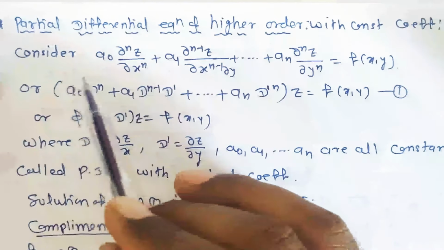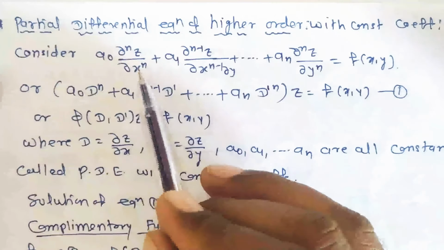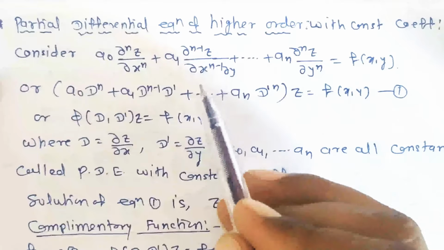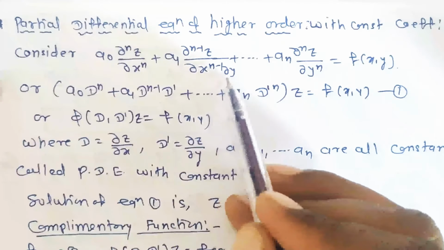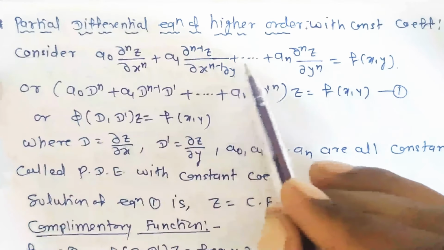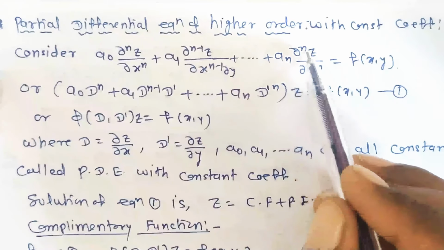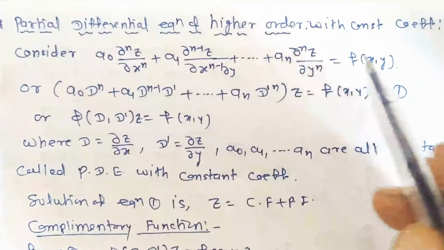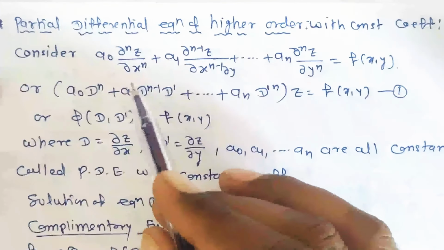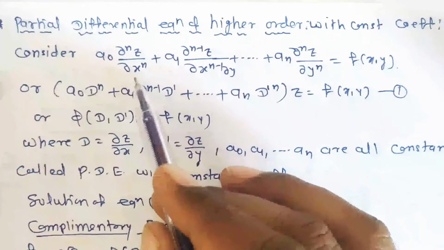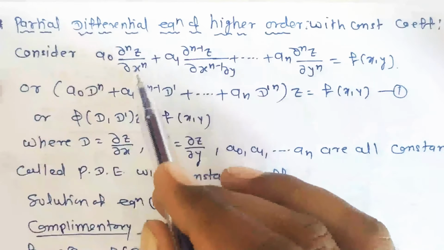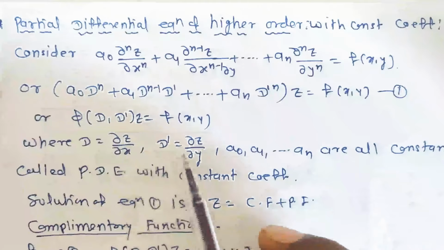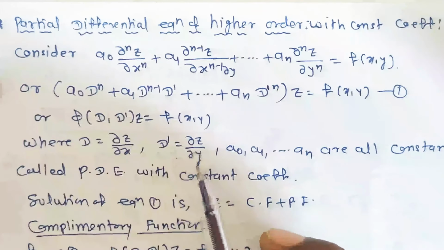So suppose we consider a0 ∂^n z upon ∂x^n plus a1 ∂^n-1 z upon ∂x^n-1 ∂y plus so on plus an ∂^n z upon ∂y^n is equal to f of x y. Here we use capital D is equal to ∂ by ∂x, that is D is equal to ∂z by ∂x, and D dash is equal to ∂z by ∂y.